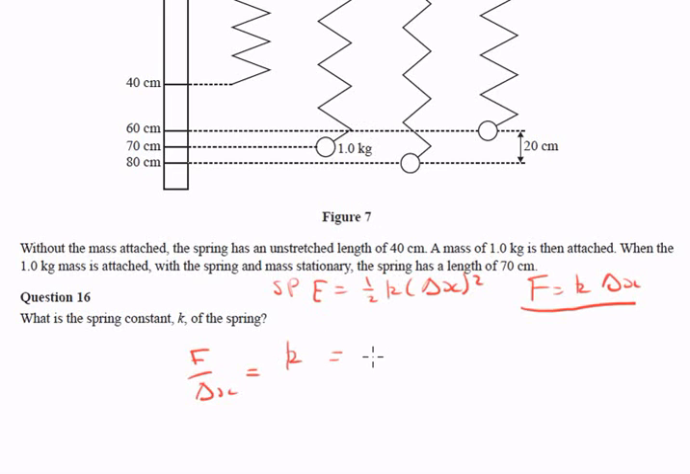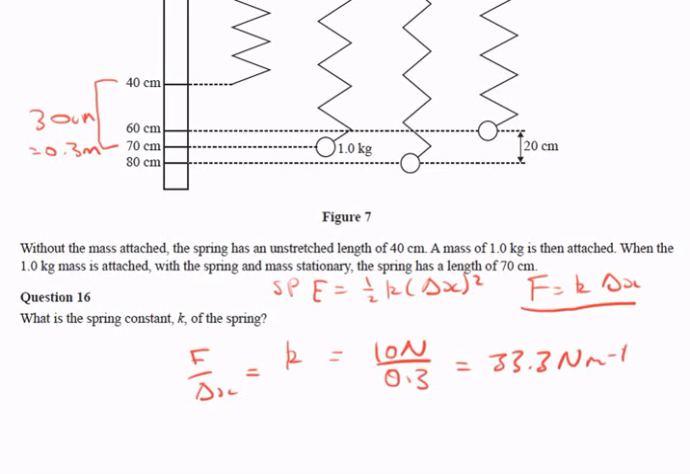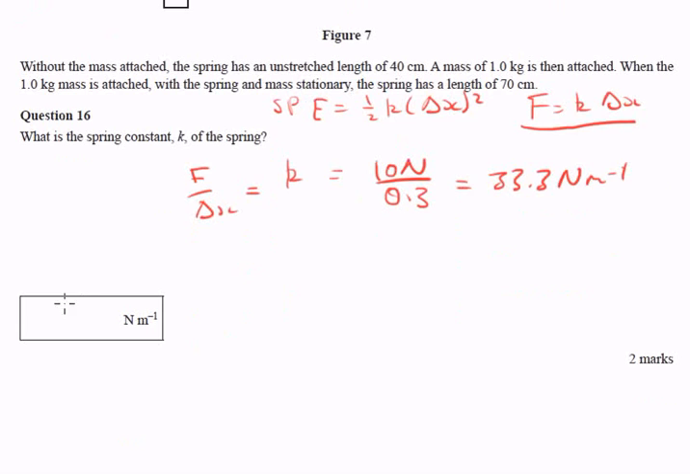It's 1 kg that's been added, so that's 10 newtons. And it's been stretched from 40 to 70, that's 30 centimeters, which equals 0.3 meters. And that's 33.3 newtons per meter. Okay, the big mistake here was this conversion that students made.